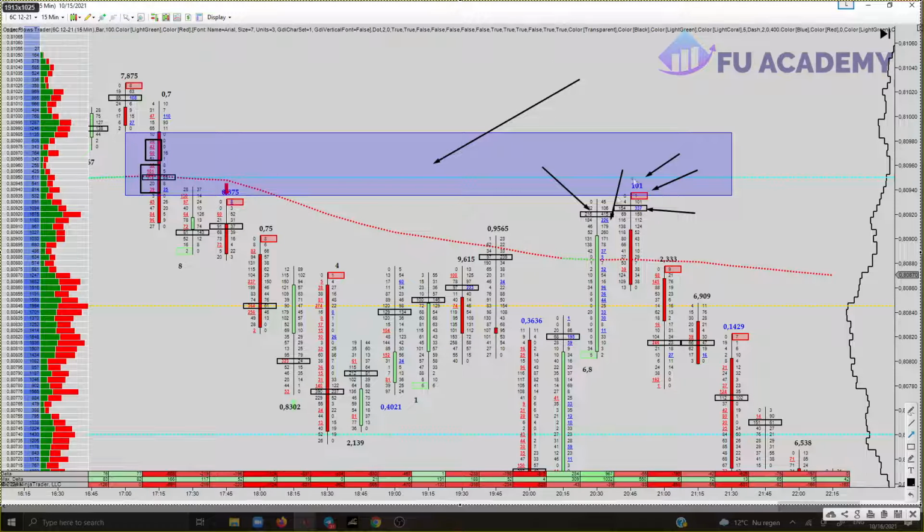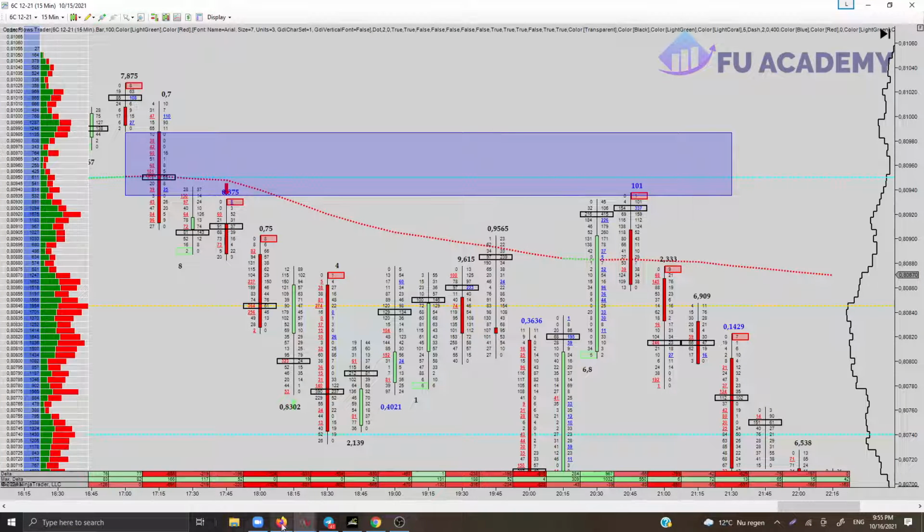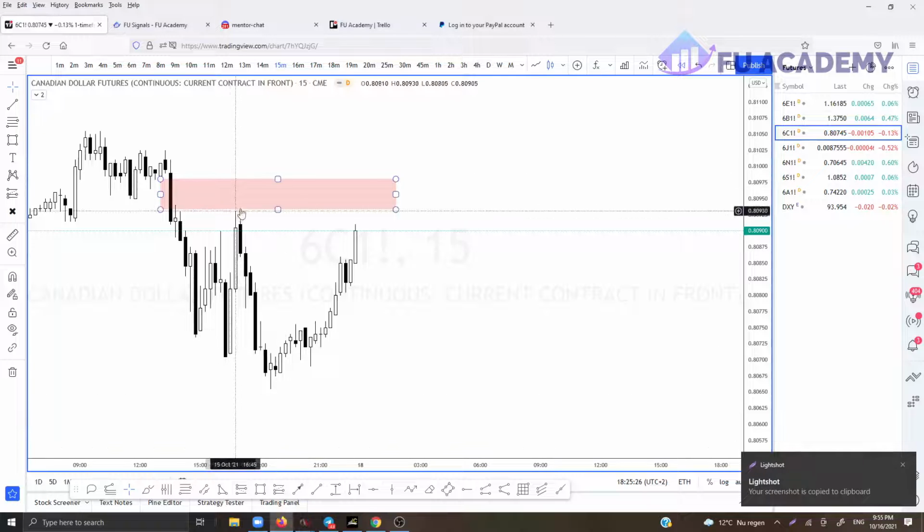And when the price came here, we saw all 4 of our signature order flow setups, which confirm that yes, this market is going to short. The same thing happened if you see the CAD chart. Yes, that's the area where it happened.